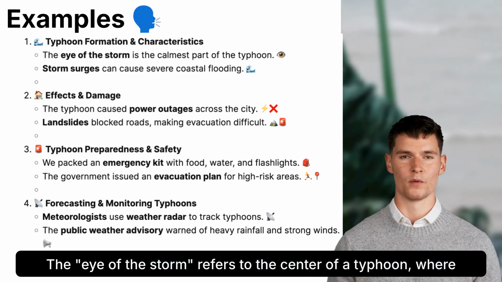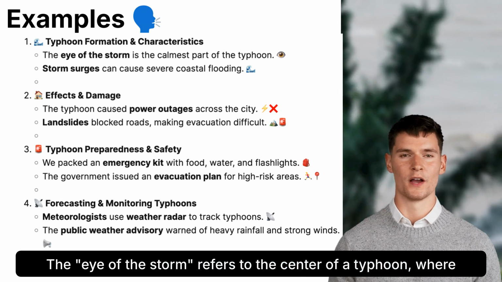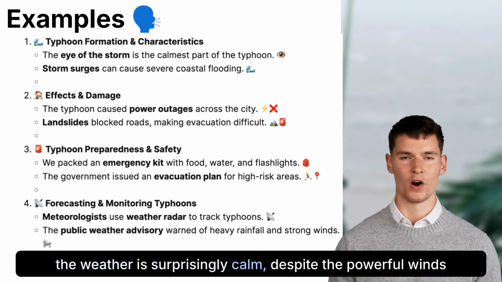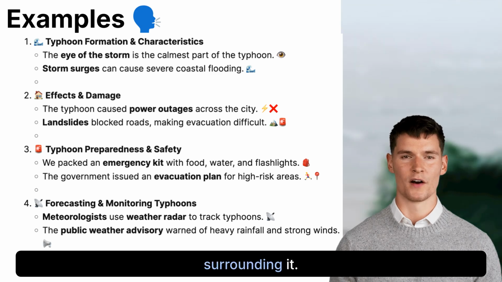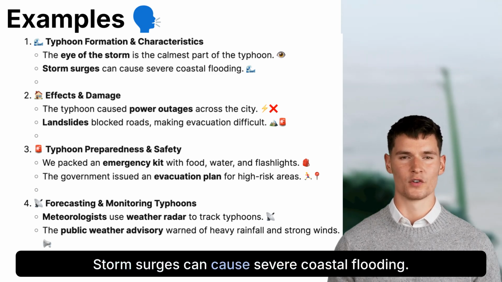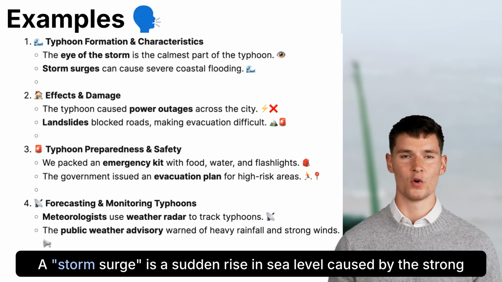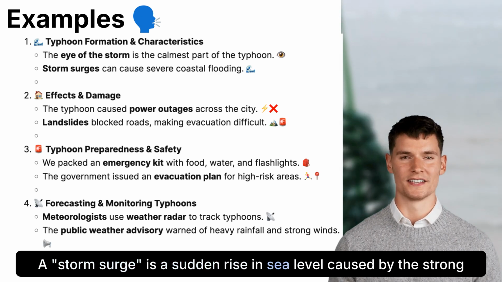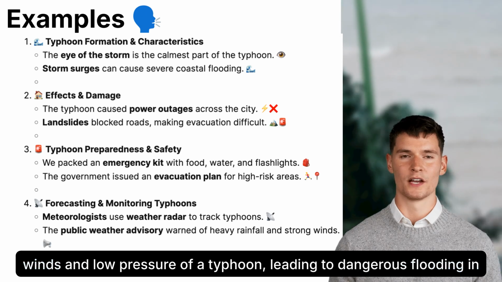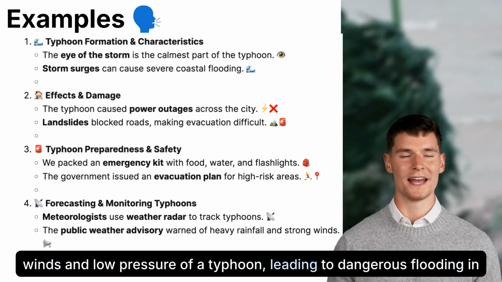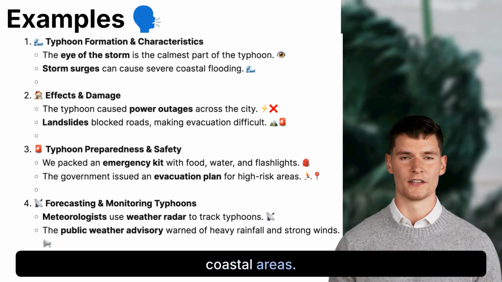The eye of the storm refers to the center of a typhoon, where the weather is surprisingly calm, despite the powerful winds surrounding it. Storm surges can cause severe coastal flooding. A storm surge is a sudden rise in sea level caused by the strong winds and low pressure of a typhoon, leading to dangerous flooding in coastal areas.